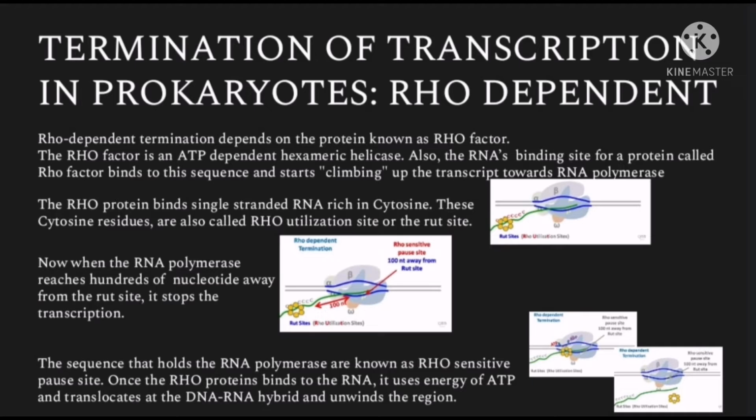Now, when the RNA polymerase reaches hundreds of nucleotides away from the RUT site, it stops the transcription, as you can see in the image. The sequence that holds the RNA polymerase is known as the Rho-sensitive pause site. Once the Rho protein binds to the RNA, it uses the energy of adenosine triphosphate and translocates to the DNA-RNA hybrid and unwinds the region.